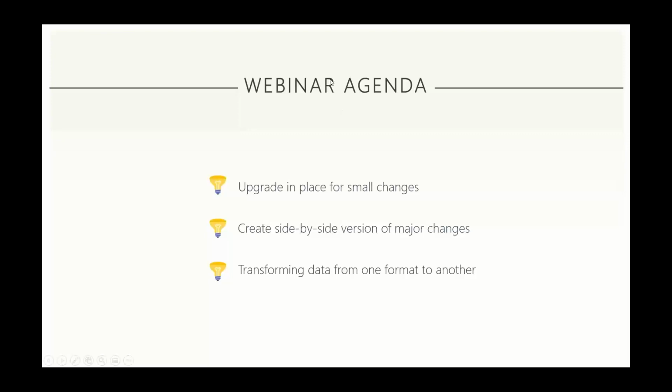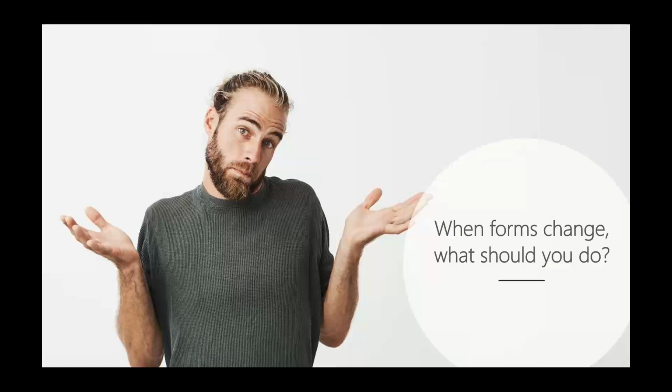Yes, Patrick. So we are talking about upgrading forms today, form versioning, and there's really 2 approaches to this. There's upgrading in place and creating side-by-side, and those were kind of hinted at in the poll that you just saw. But sometimes you have to transform the data, so we're going to talk about that. If you have side-by-side versions, but you want to transform the data from the old version to the new version, you need some kind of a tool. We'll show you that as well.